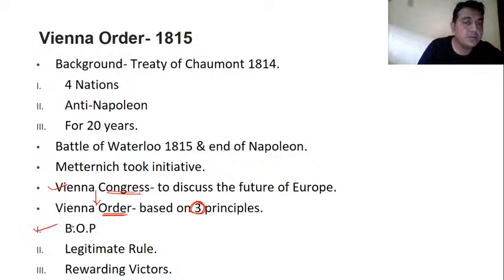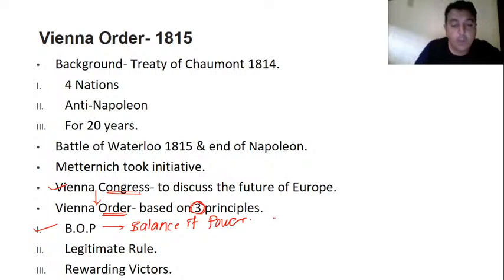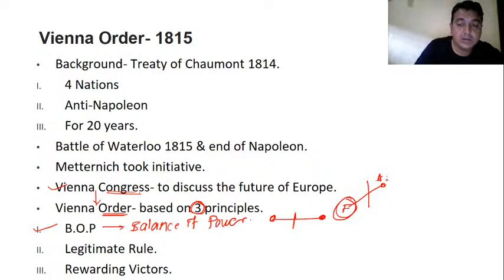First was BOP, not balance of payment. It stands for balance of power. And how is balance established? All are equal. When does this balance get disturbed? When one is more powerful than the other, the balance gets disturbed. And it happened that France became more powerful than other countries, and that's why this balance got disturbed. Clear? So what did they want? They wanted to establish a balance of power so that they can control each other. No one can be more powerful than the other. The second thing, legitimate rule.